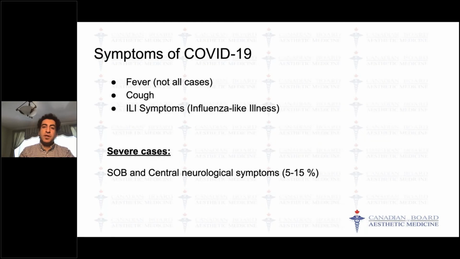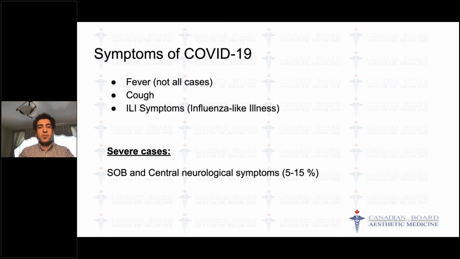So the symptoms of COVID-19 are almost similar to other influenza-like disorders. We have fever, which is not always present in all cases, cough and upper respiratory symptoms like runny nose, sneezing, body ache. Myalgia is very common, and definitely very similar to other influenza-like illnesses. So symptoms by themselves cannot be really diagnostic, but can be helpful.